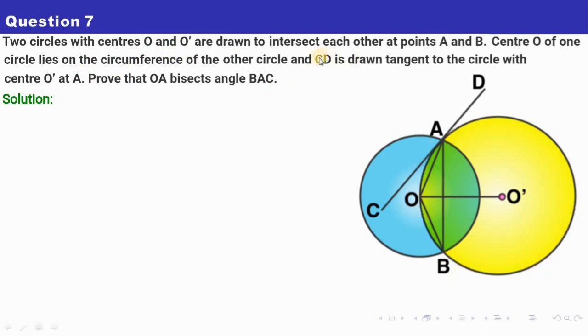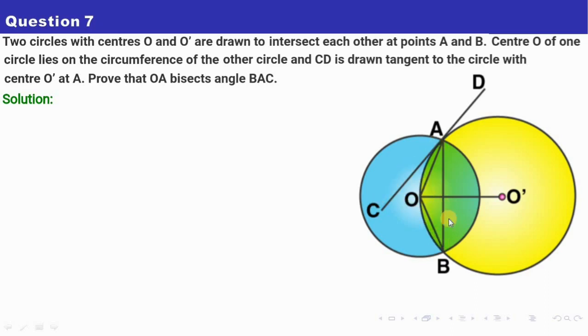And it is said that CD is drawn tangent. So CD is the tangent to the circle with center O dash at A. So at A, CD is the tangent. So we need to prove that OA bisects angle BAC. So let us see where OA is. OA means this line bisects which angle? That is BAC.